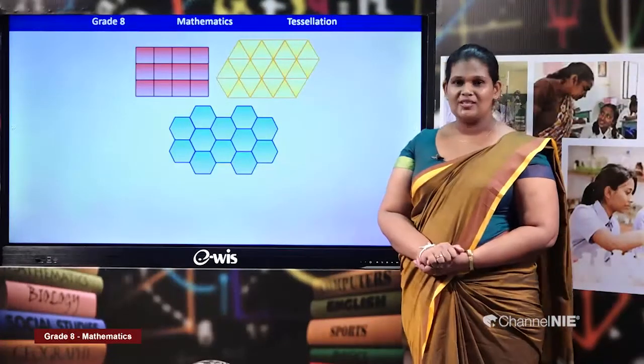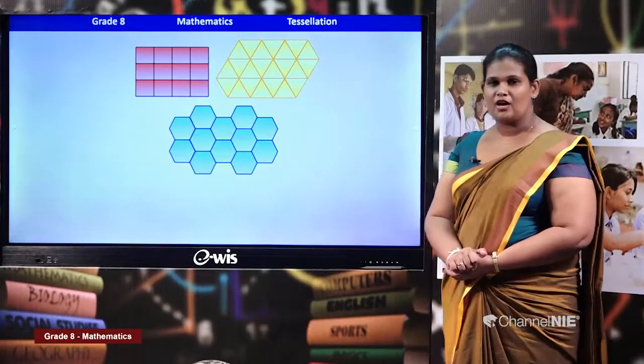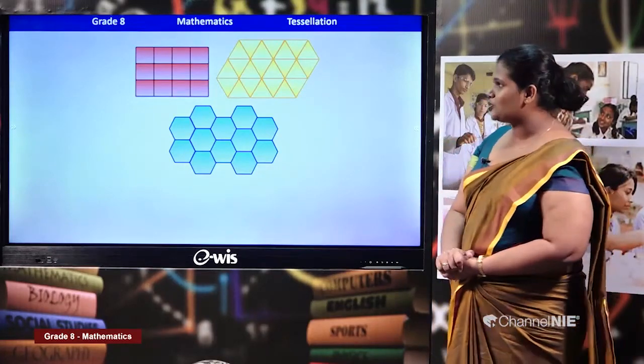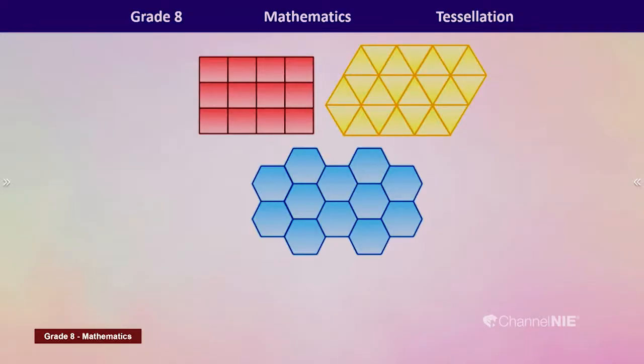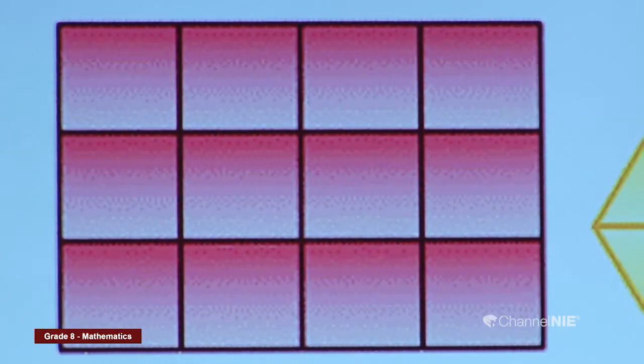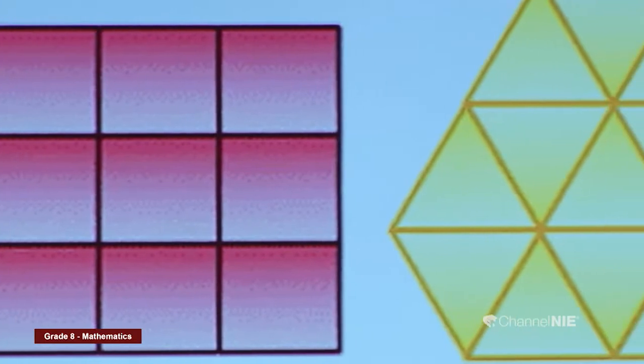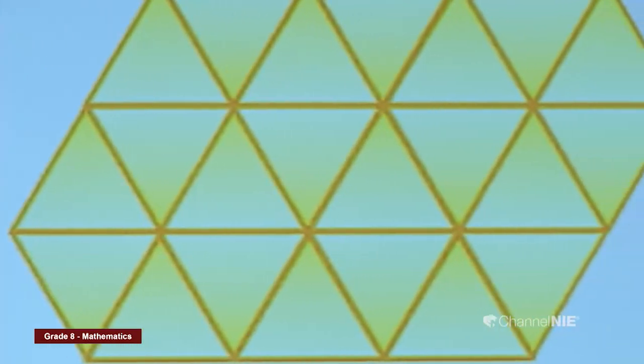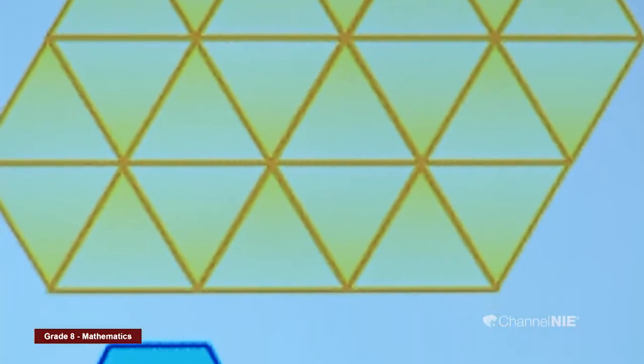Now, these were the basic figures you have used in tessellations. First one, we have only squares. Second one, we have only triangles. Third one, we have only hexagons. But there is a difference.